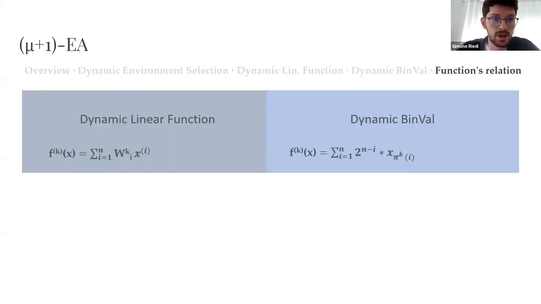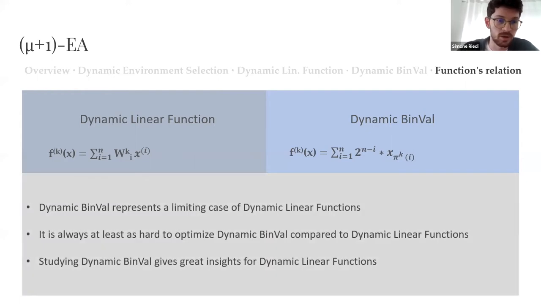So there is a strong relation between these two functions. And I want to talk about it because the first function is quite popular, while the dynamic BinVal function is more recent. And the reason why the dynamic BinVal function is being studied is because it represents a limiting case of the dynamic linear functions. So we know that one of the hardest instances of the dynamic linear function becomes the dynamic BinVal. So studying the dynamic BinVal gives also good insights on the dynamic linear function.